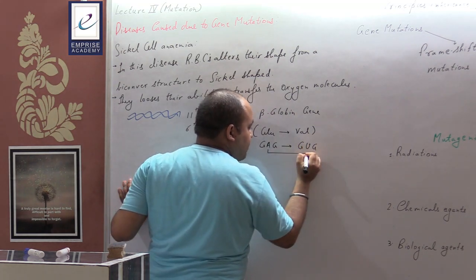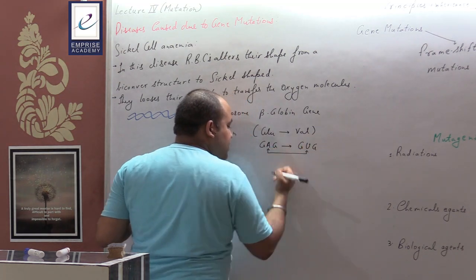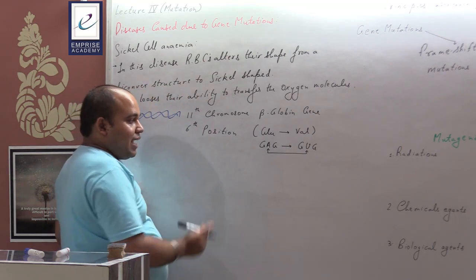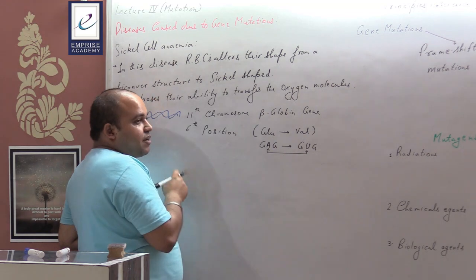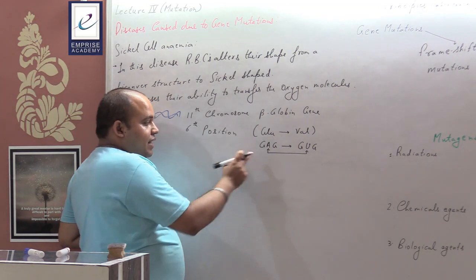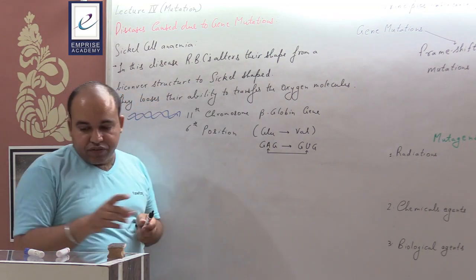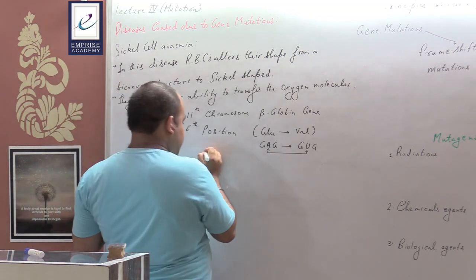So what is getting replaced? The adenine is getting replaced with uracil. When adenine is getting replaced with uracil, then the type of mutation would be transversion.